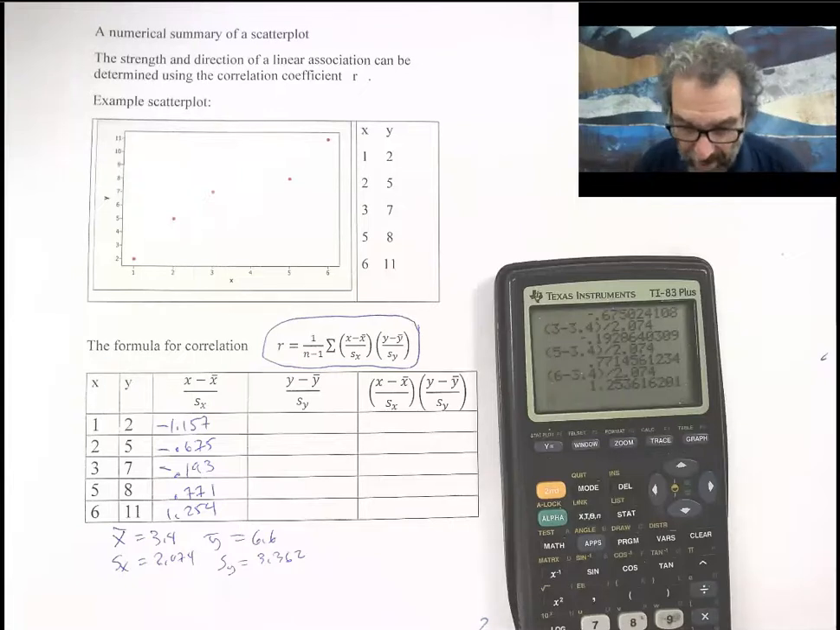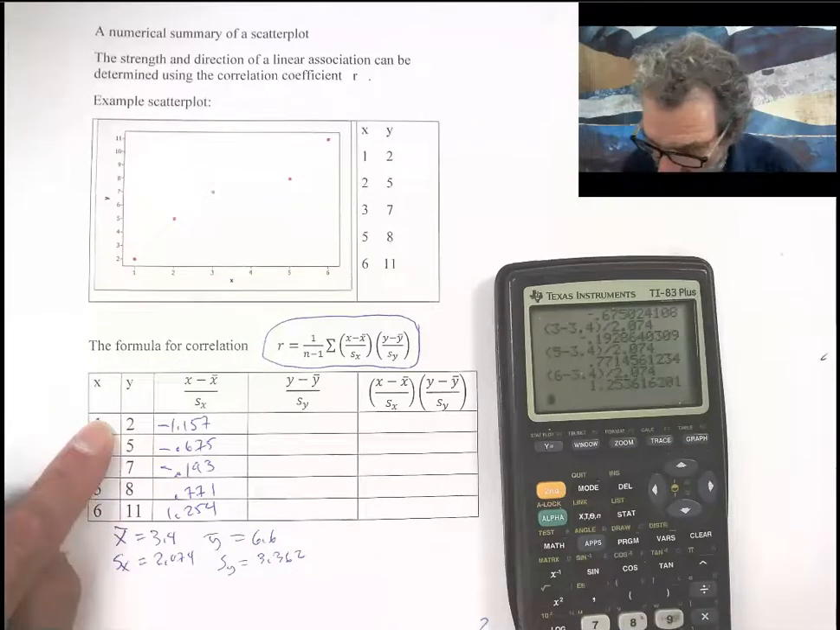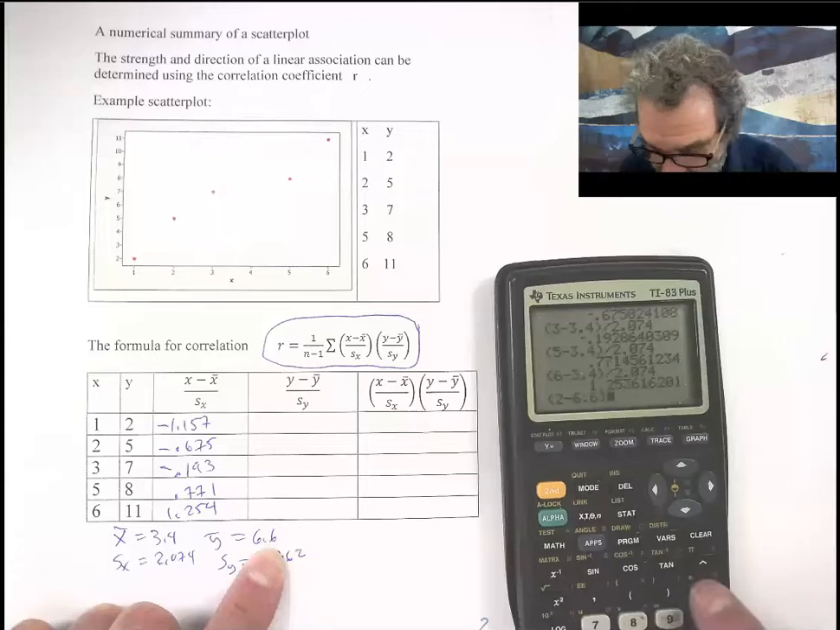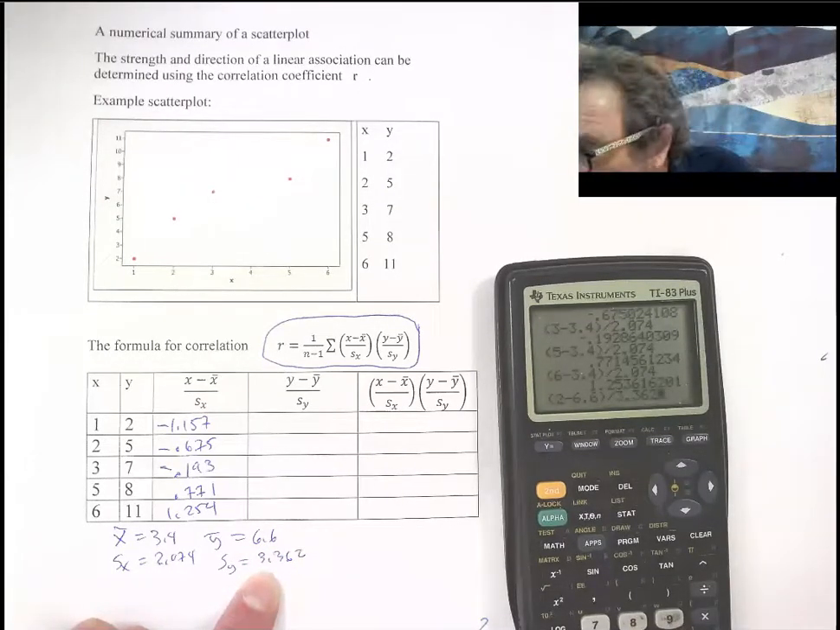Now we do the y's. And we'll be able to check this in a minute. I'm pretty sure I'm probably going to mess this up, but do my best. Here's the y's. Parentheses 2 minus, and y bar is 6.6. Divide that by 3.362. 2 minus, I think we're okay. Negative 1.368.